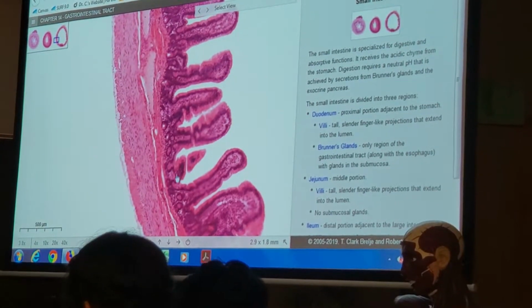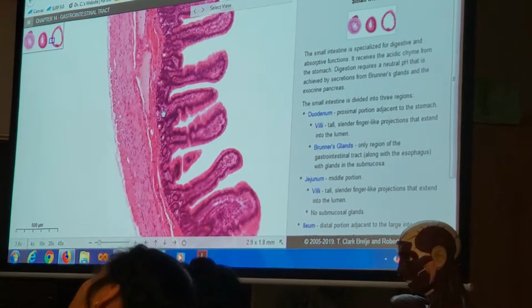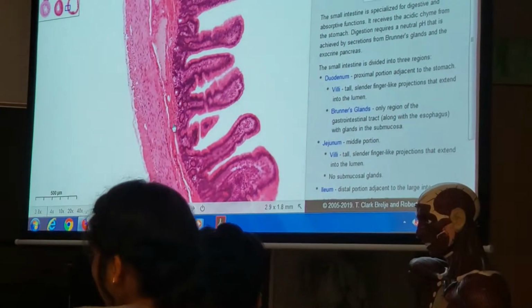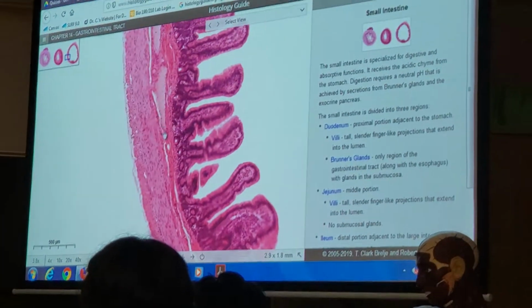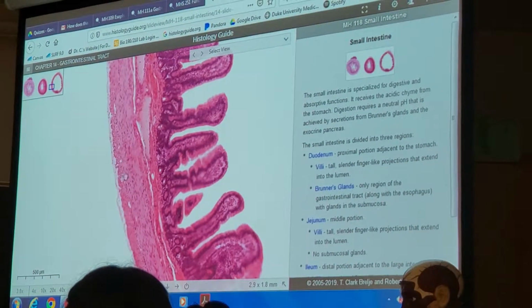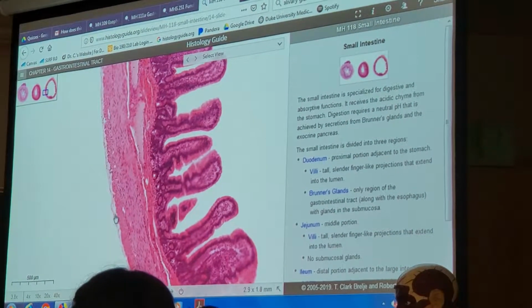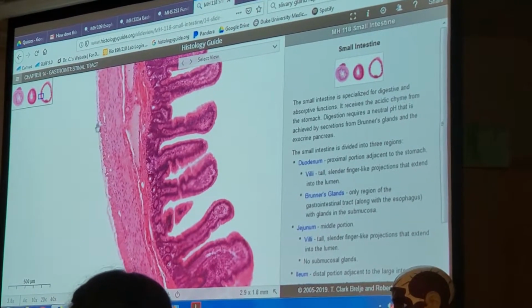Anyway, simple columnar, very reduced pits, muscularis mucosae, very little submucosa, and then your muscle layers, and then finally a little thin serosa on the outside.